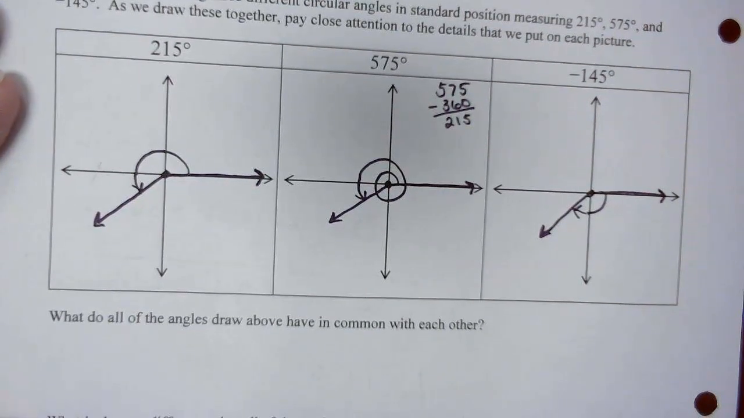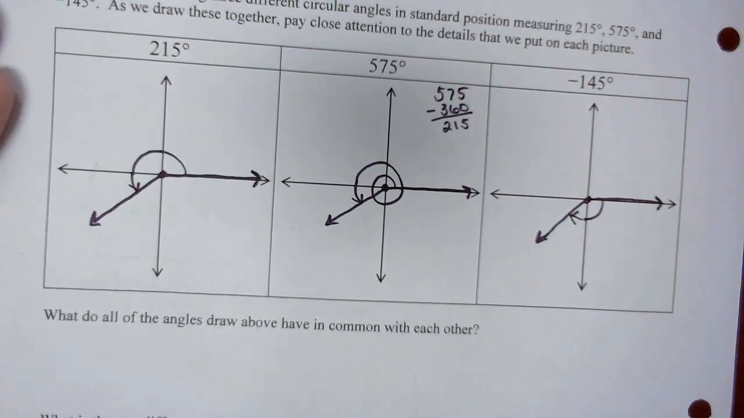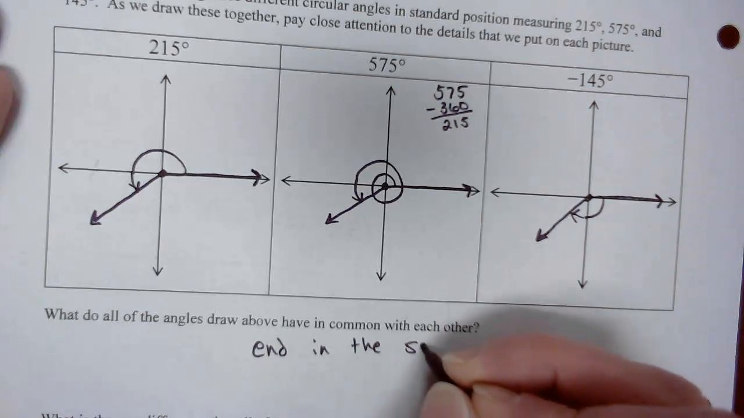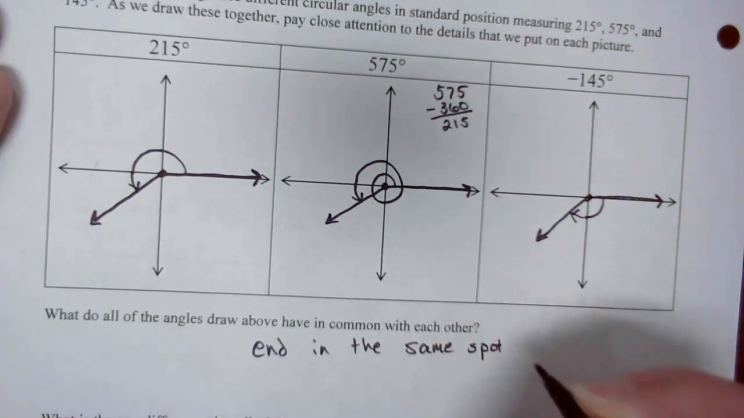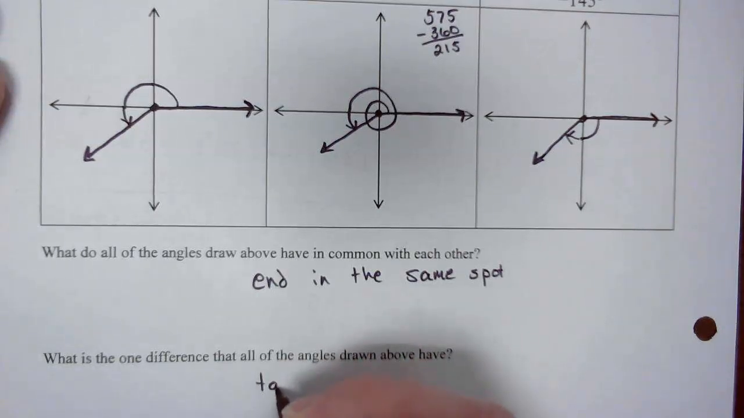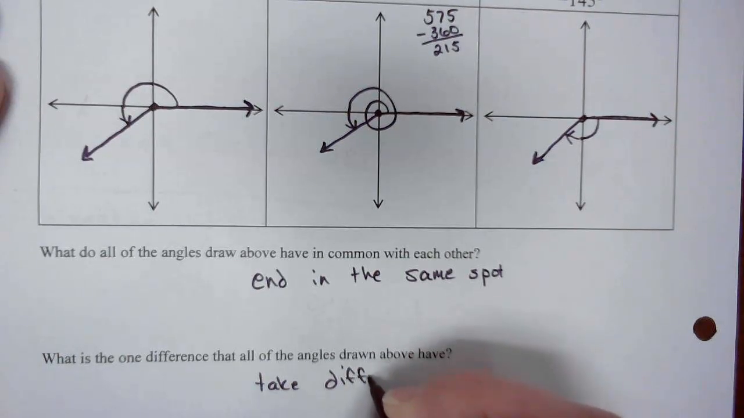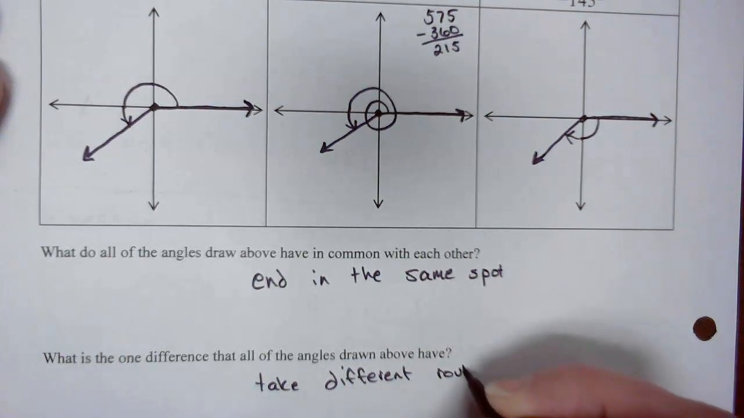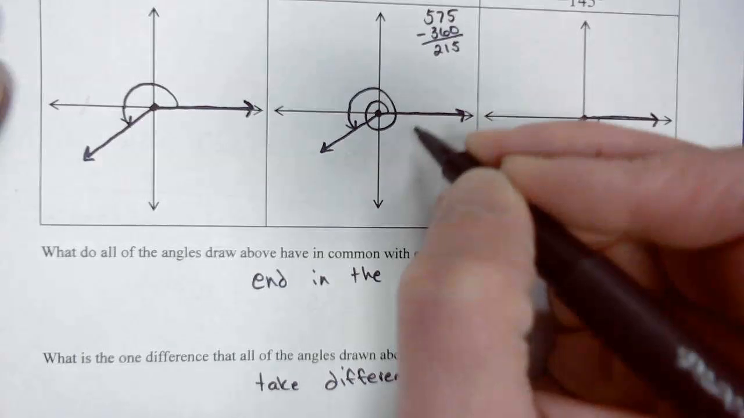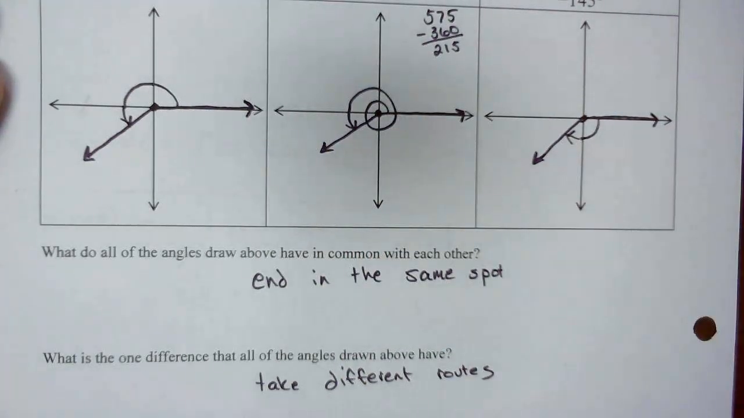What do you notice about all three of these angles? Well, they all end in the same spot. What is the one difference that all the angles drawn above have? They all take different routes to get there. This one took a direct route this way. This one went all the way around, then came back. And this one went backwards.